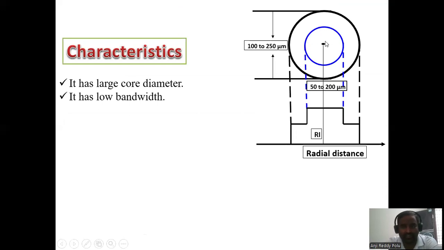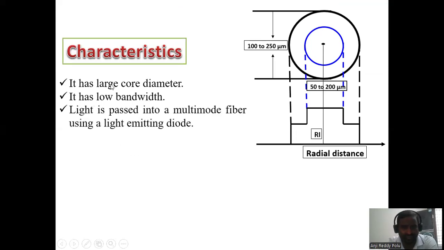This blue circle is the core and the black circle is the cladding. Our diameters you can observe here. And characteristics: it has a large core diameter because we are sending more light rays. And the bandwidth, if you observe, is low. The reason is there is a loss due to intermodal dispersion. That also we will check.